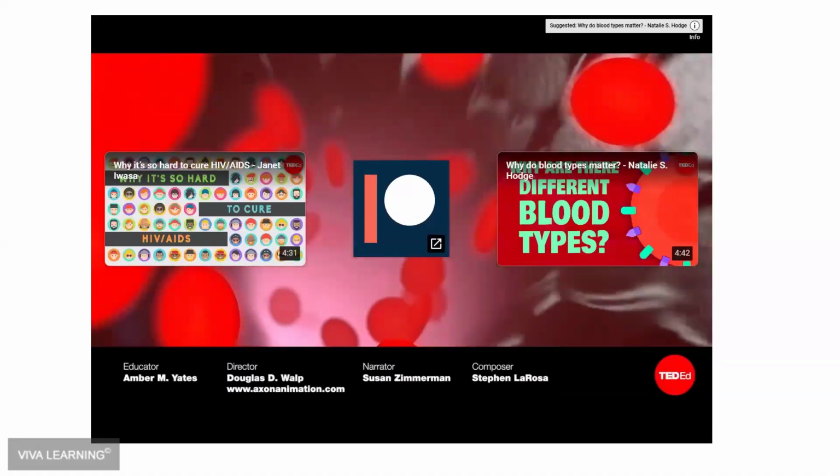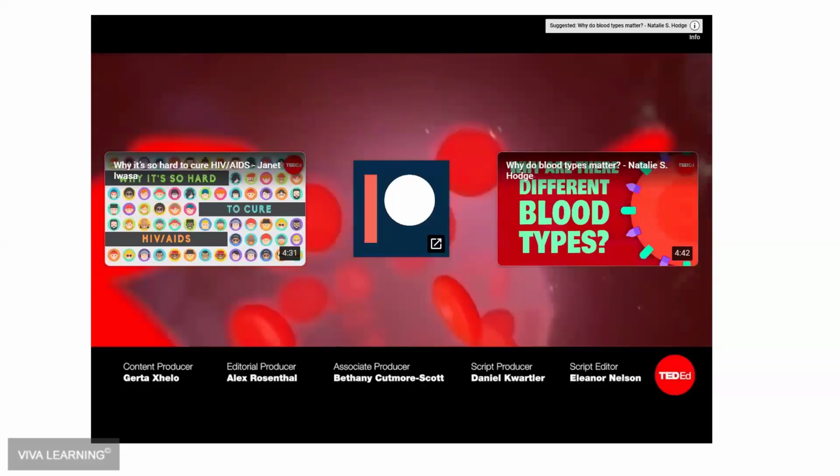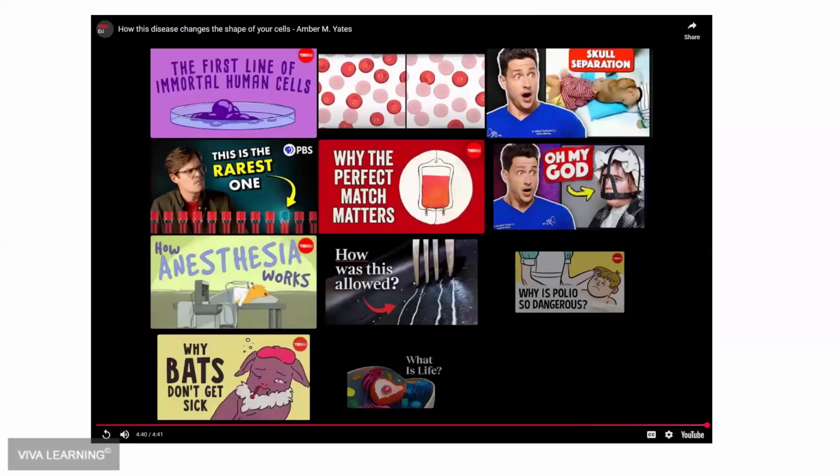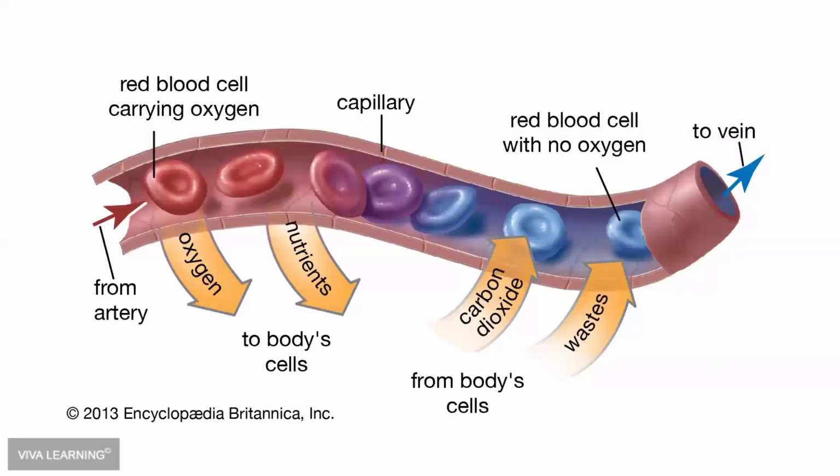So as you can see, Dr. Amber Yates has given us a very good definition of sickle cell disease. So let's keep going. Now, in order to really understand sickle cell disease, we'd have to really go back to Biology 101 and review the hemoglobin and how it functions.